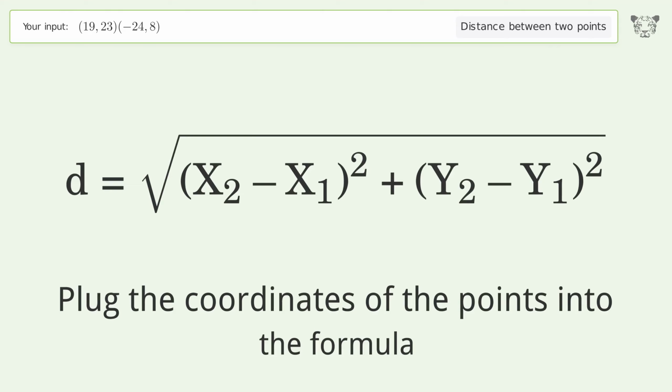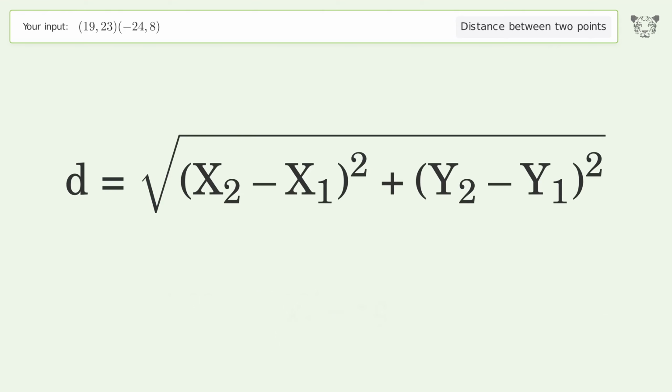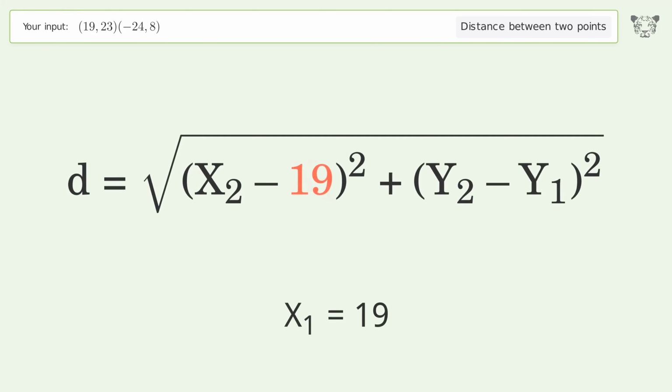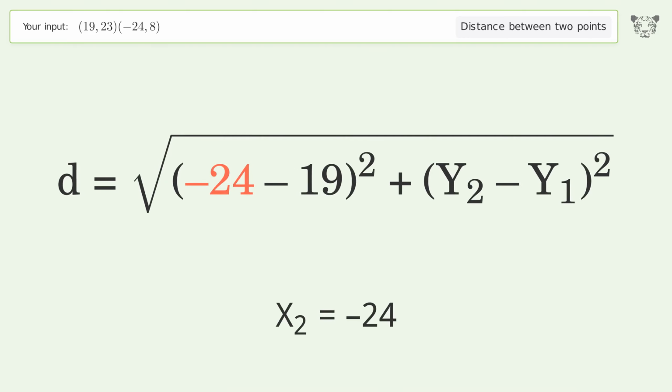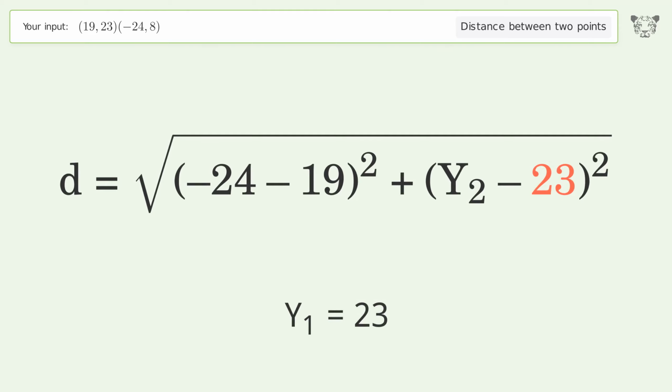Plug the coordinates of the points into the formula. x1 equals 19. x2 equals -24. y1 equals 23. y2 equals 8.